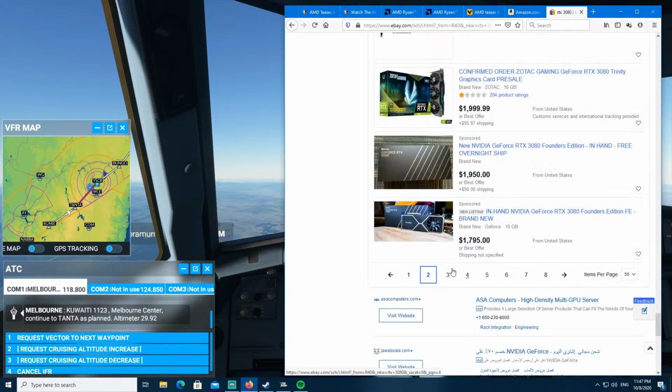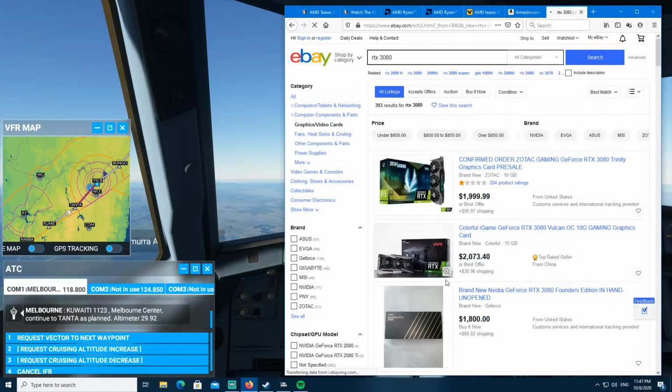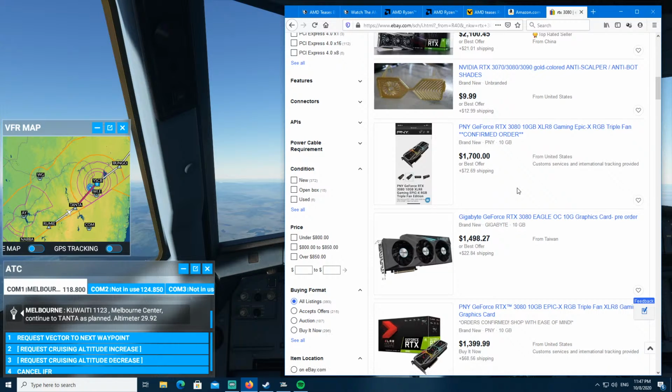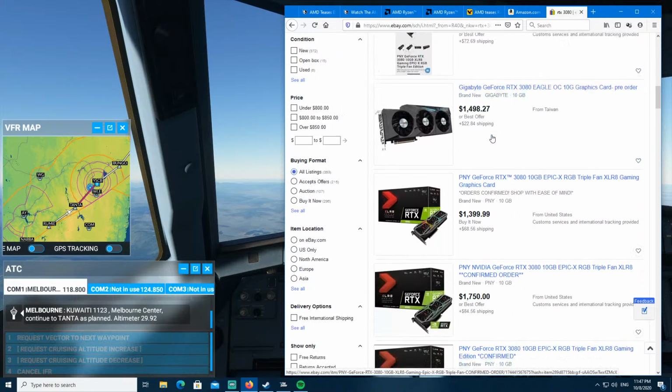So you get the idea. It is everywhere. This RTX 3080. Oh, look at that. That's funny.